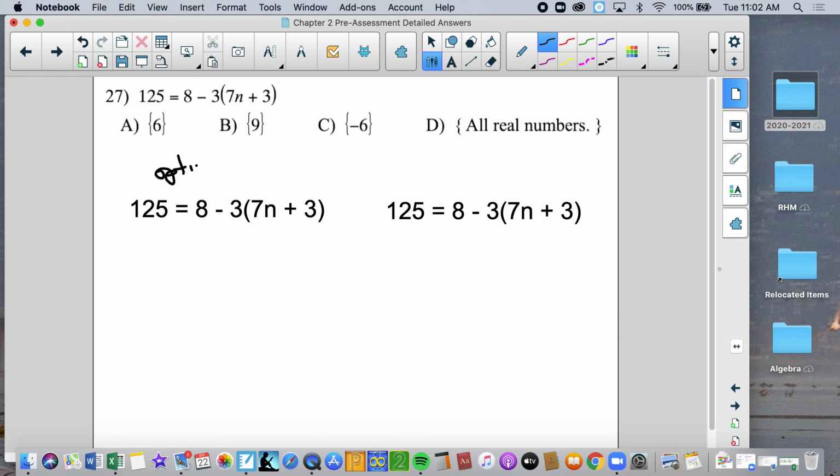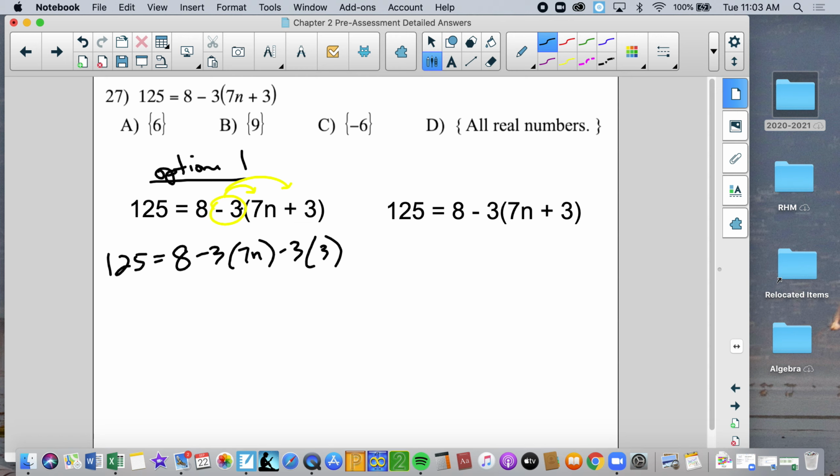Option 1, typically we have done the distribution. We cannot combine those because that would be addition and subtraction, and we have multiplication here. So we have to distribute this negative 3 into the parentheses. So this equals 125 equals 8 minus 3 times 7n minus 3 times 3. We're distributing the negative 3. How did we know it was negative? Because there was a negative outside of it.